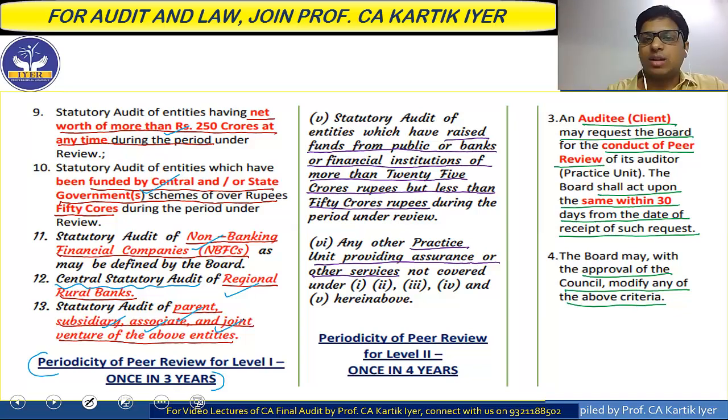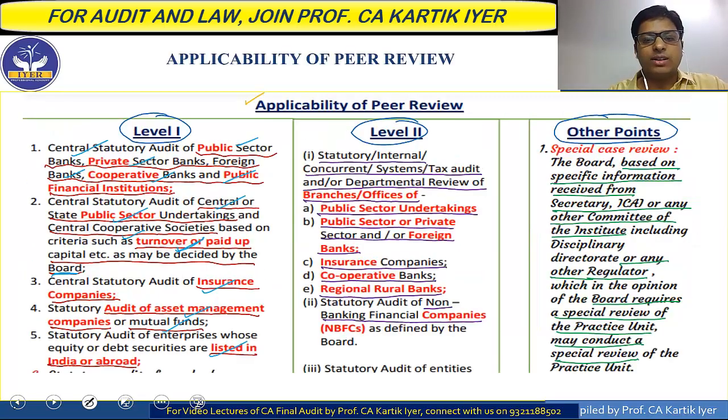So whatever entities are mentioned above, if we are doing the audit of the parent, subsidiary, associate, or joint venture companies of such companies, then it will be said that I am doing the audit of level 1 entities, and hence my peer review will be conducted once in every 3 years. Okay. So that is the significance of it. Now let's go to the next part, that is level 2 entities. Let's see this.